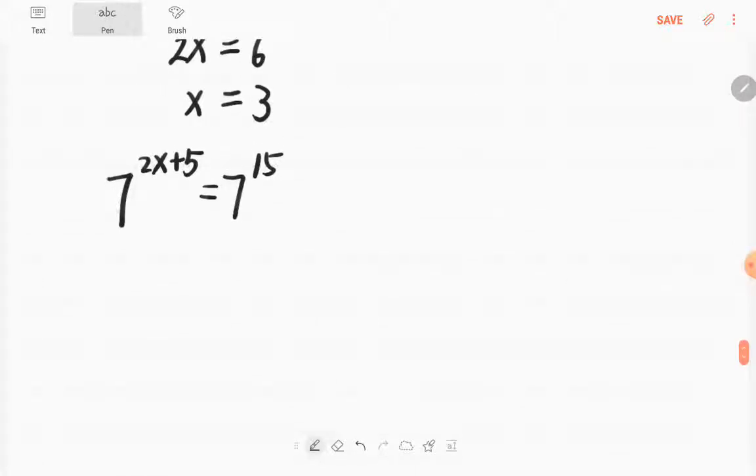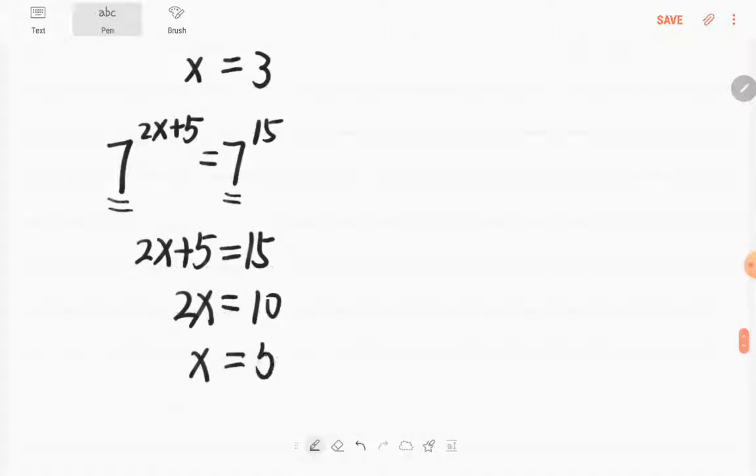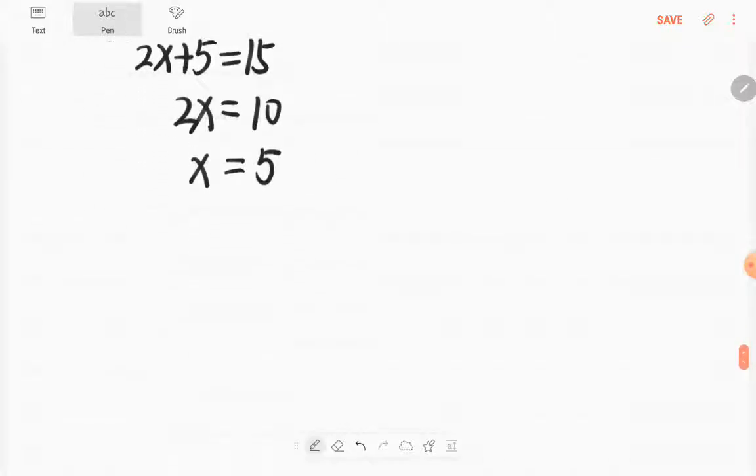The second example is for this property: 7 to the 2x plus 5 is equal to 7 to the 15. Since they still share the same base, 7, the exponents should be the same. 2x plus 5 equals 15. So subtracting 5 on both sides, 2x equals 10. So x equals 5. Okay. The third one.